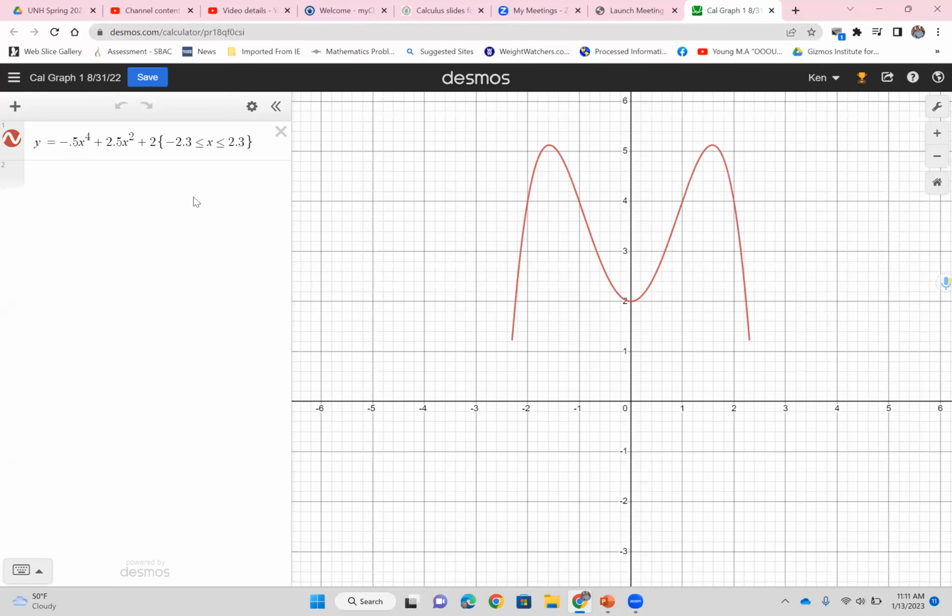Okay, what we have here is a quartic graph because the highest power is 4. And we can see that it doesn't go on forever, although we would think that it should. But the reason why is because I said that the smallest x value is going to be negative 2.3, and the biggest x value is going to be 2.3.